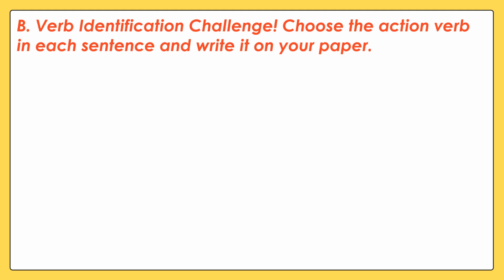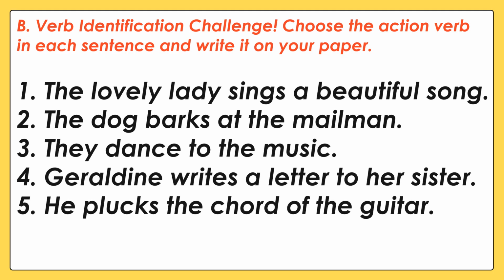Our next activity is about verb identification challenge. Choose the verb or action verb in each sentence and write it on your paper. Number 1, the lovely lady sings a beautiful song. Number 2, the dog barks at the mailman. Number 3, they dance to the music. Number 4, Geraldine writes a letter to her sister. Number 5, he plucks the cord of the guitar.